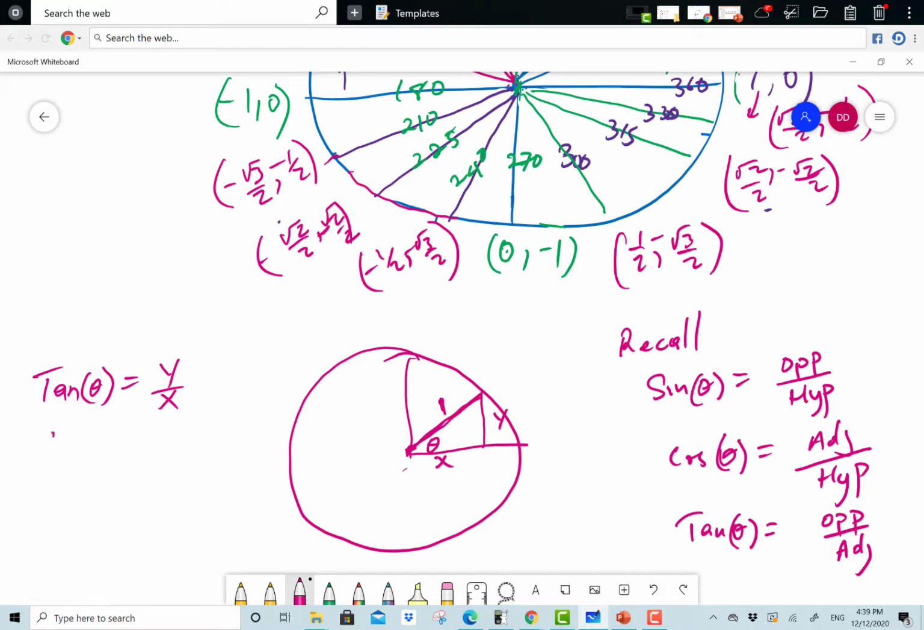And then sine theta is going to be my opposite over my hypotenuse. My hypotenuse is 1, so that's why I have a 1, which is just y. And cos theta is going to be my adjacent, which is x, over my hypotenuse, which is 1. So tan, sine, and cos are as follows. Tan is going to be y over x, sine is going to be y, and cos is going to be x. Now, why is this super important?